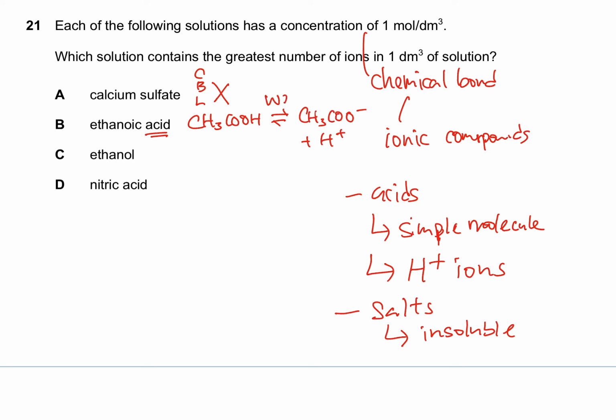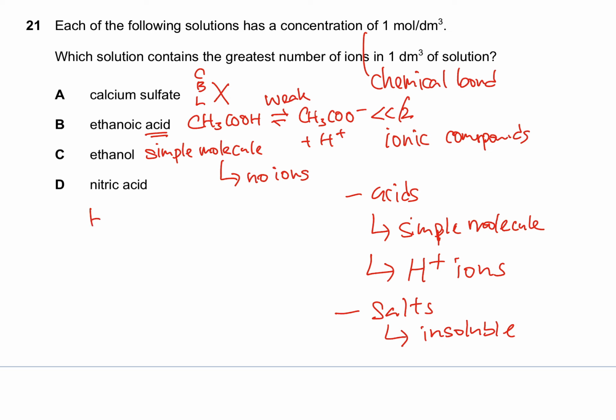However, it is a weak acid and this dissociation will not be complete. So that means even though I dissolve 1 mole of ethanoic acid, I will not get the full 2 moles of ions that come out. So this one is less than 2. Next, ethanol. Ethanol is a simple molecule and it is also not an acid. So simple molecules, if they dissolve in water, will not form ions. Okay, this is from chemical bonding.